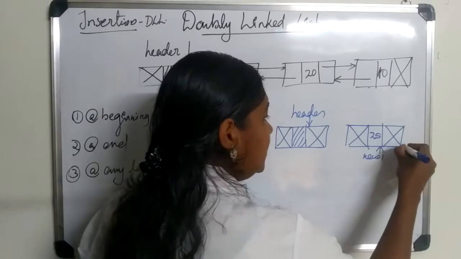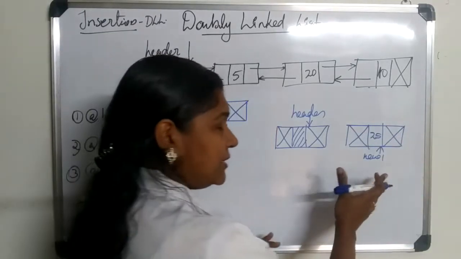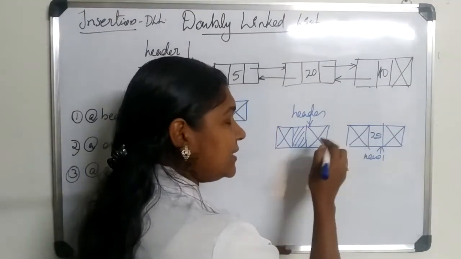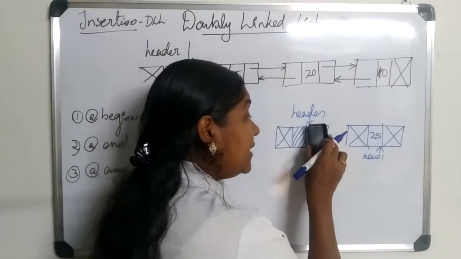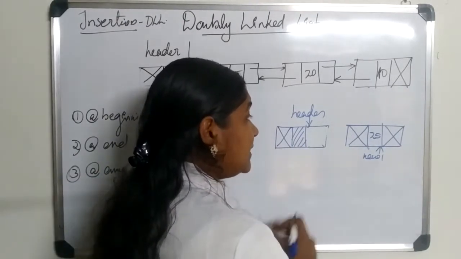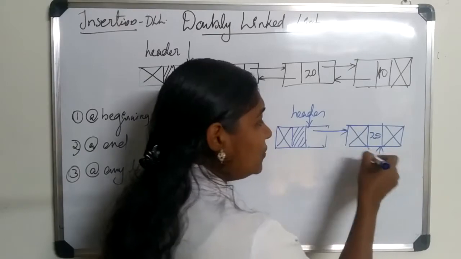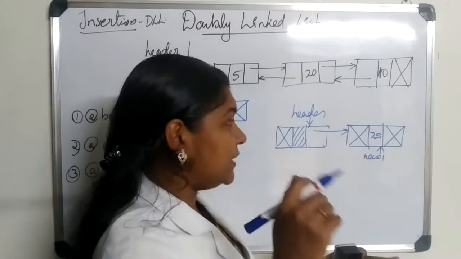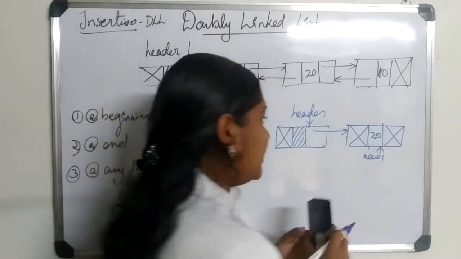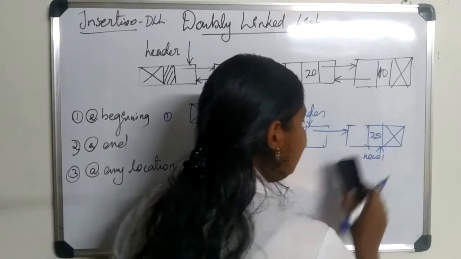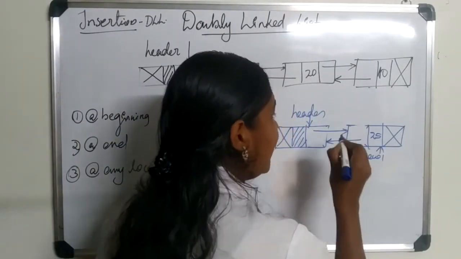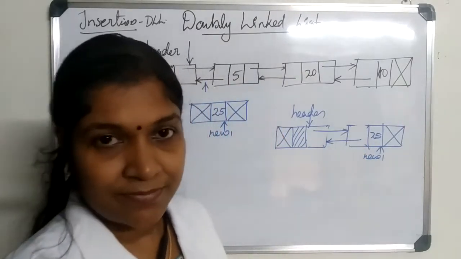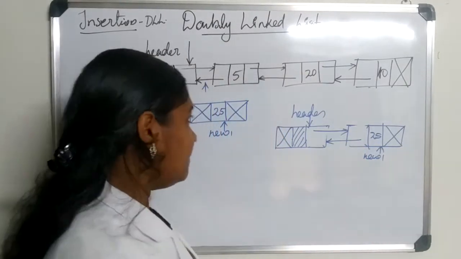So this is the position, this is the status before insertion. In single linked list, what we did was assign the link of header.next to new one. Here, coming into doubly linked list, we need to manage one more pointer, that is new.previous is equal to header. This is the only difference. I hope that concept is clear.